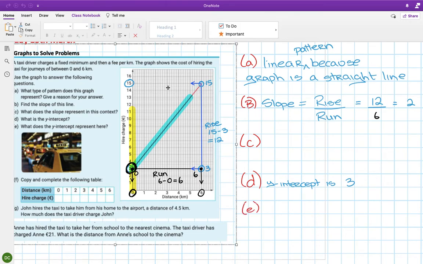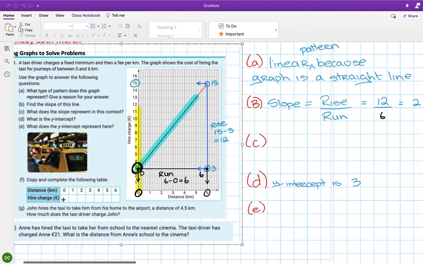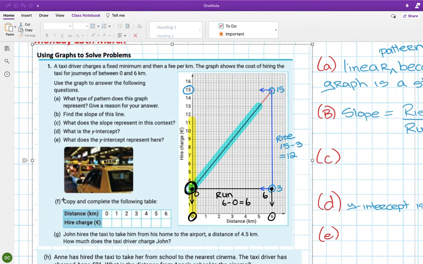Okay, and again, the next one is asking us what does that mean in the context of this question. Again, I'm going to skip that for a moment. I'm going to go down and do F. And I think then this should make it a bit clearer, hopefully. Okay, so when the distance is 0 kilometers, what's the charge?